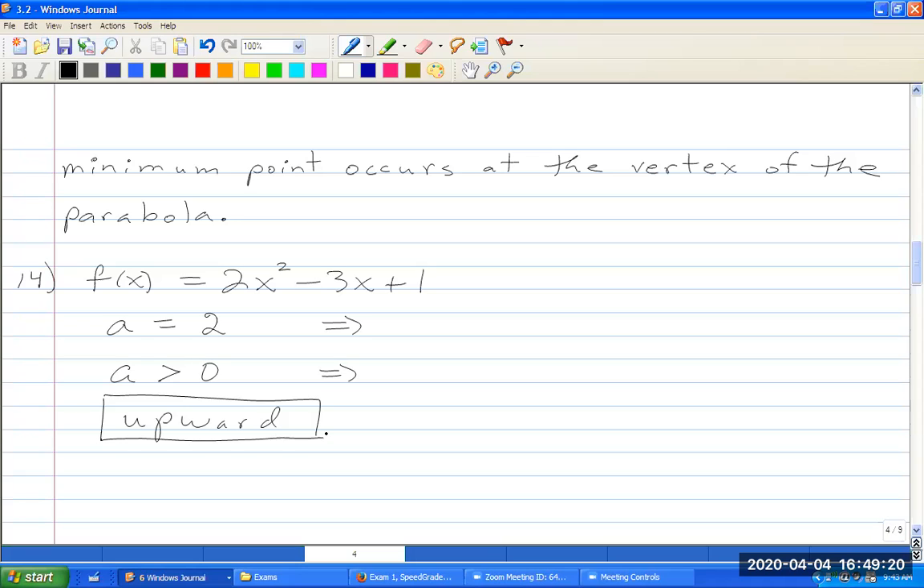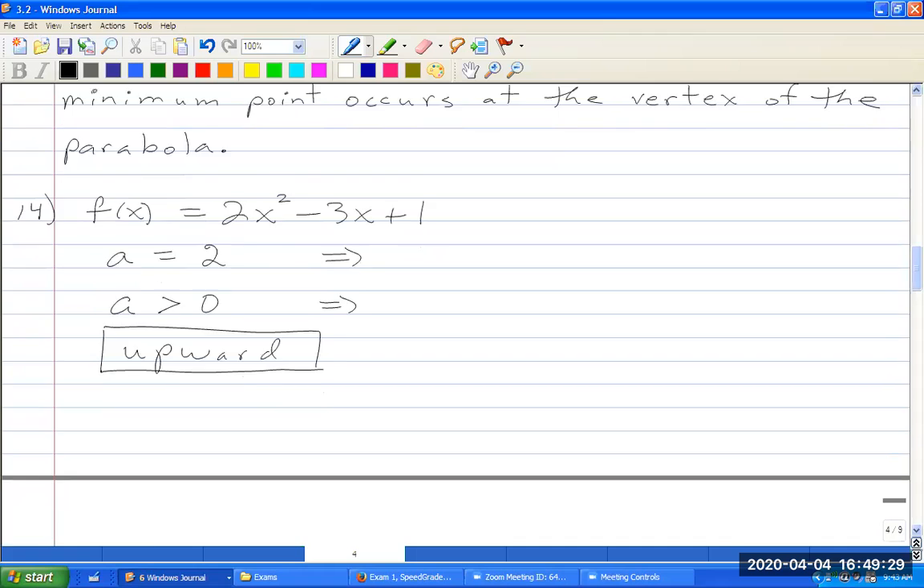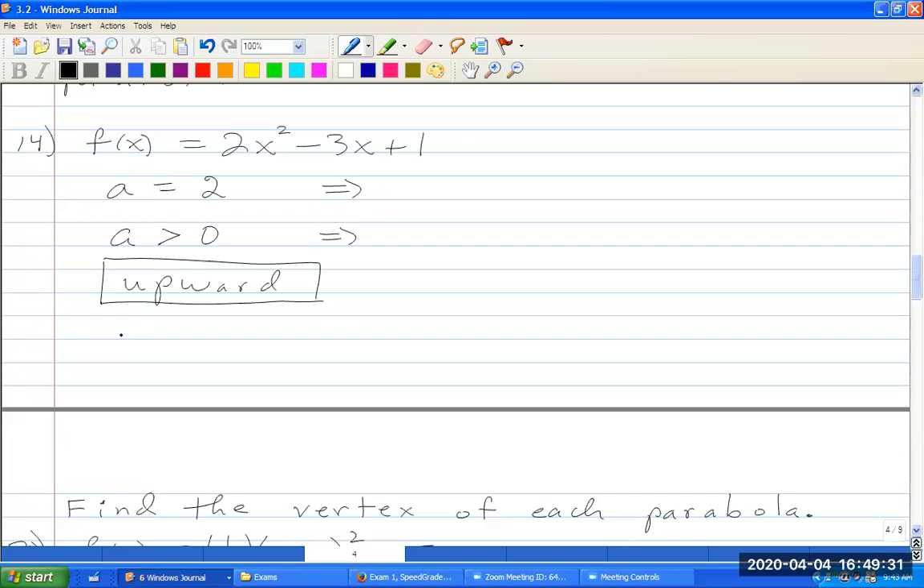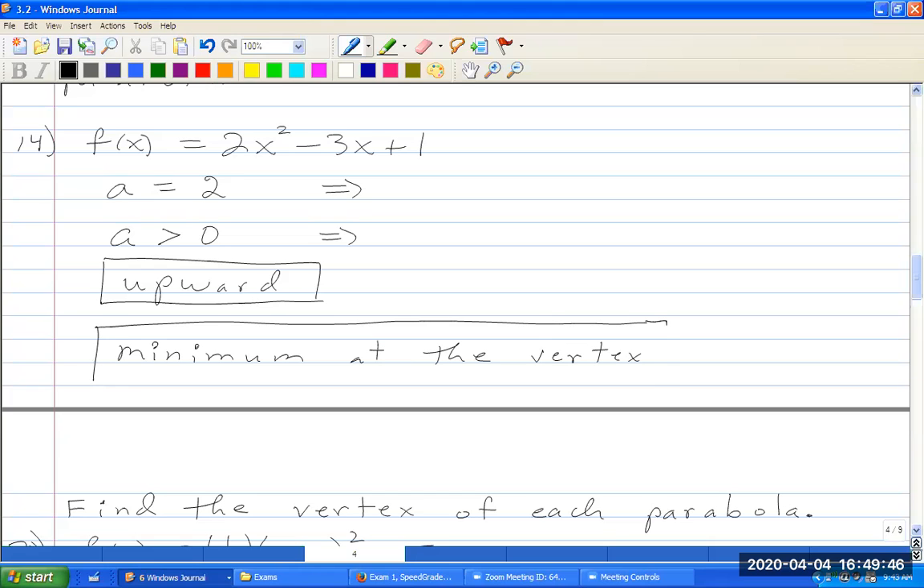Next, if the parabola points upward, then it has a minimum point, and that minimum point occurs at the vertex. And so it has a minimum at the vertex. And that is your answer. So it goes upward, and at the vertex, that vertex will be a minimum.